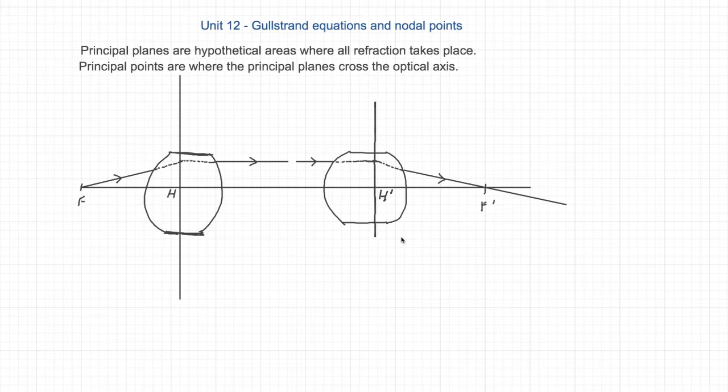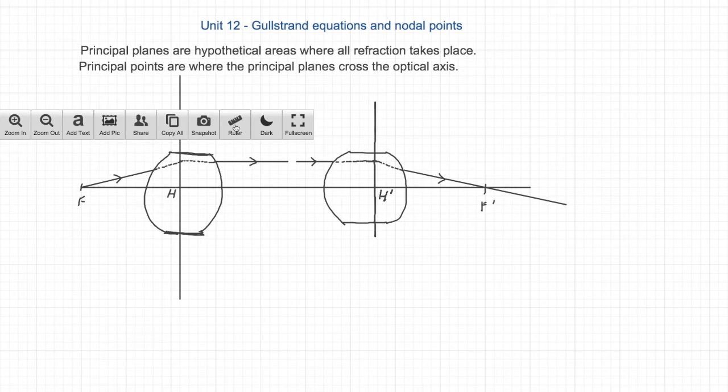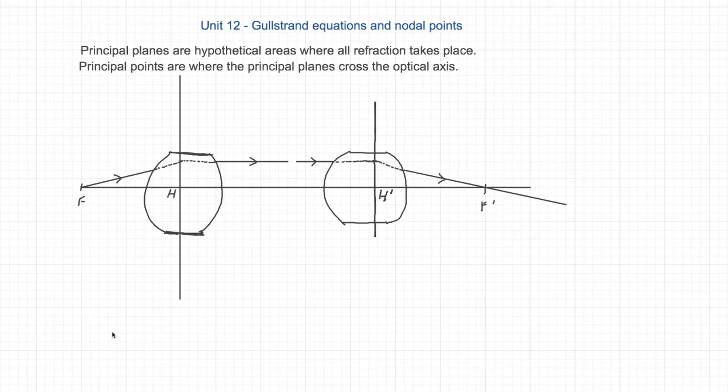Now, if we removed the thick lens on the left and replaced it with a thin lens of the same power where H is, and if we removed the thick lens on the right and replaced it with a thin lens of the same power where H prime is, the paths of the rays would match the paths of the rays on the top, because all the refraction takes place at these thin lenses.